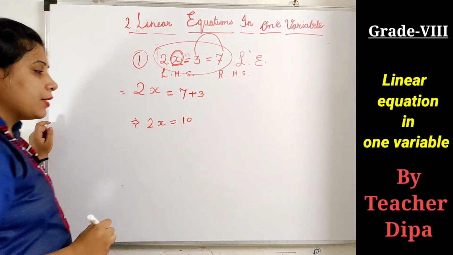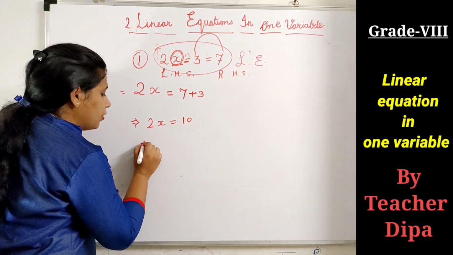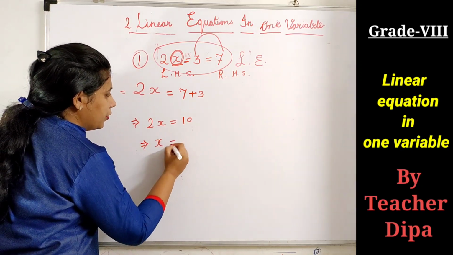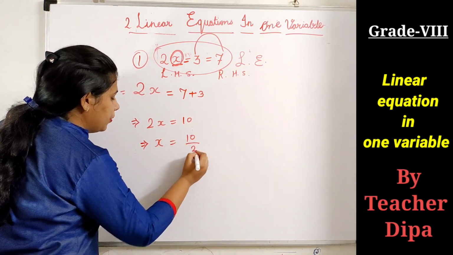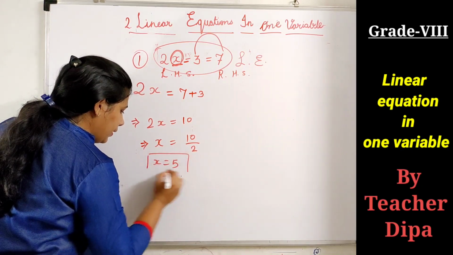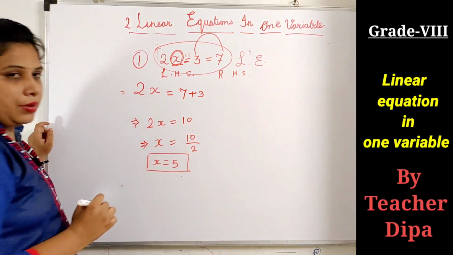Now we have to know the value of x. So for this sum we can write, as we studied earlier, x is equal to 10 upon 2, and again x is equal to 5. This is our first solution.